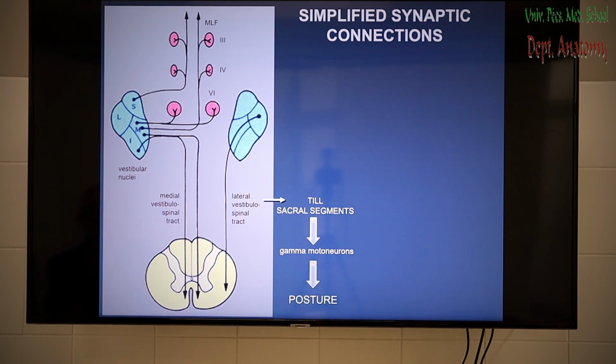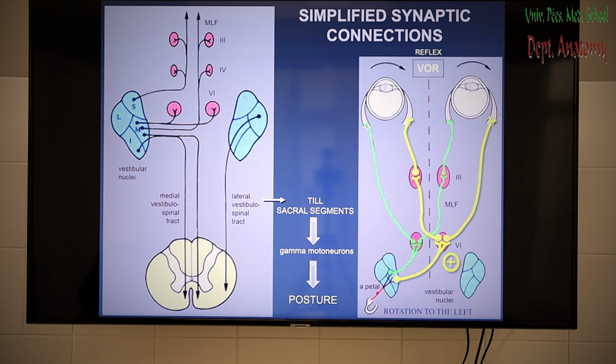Simplified connections, synaptic connections are to be discussed. One thing what you can really expect, and we already mentioned tangentially, by the way of the descending connections of vestibular nuclei, medial from the three vestibular nuclei, lateral from the lateral only, they send down information to gamma motor neurons of the spinal cord, which are setting the stretching of the intrafusal muscle fibers, and therefore determining the contraction of the muscles responsible for posture of the body.